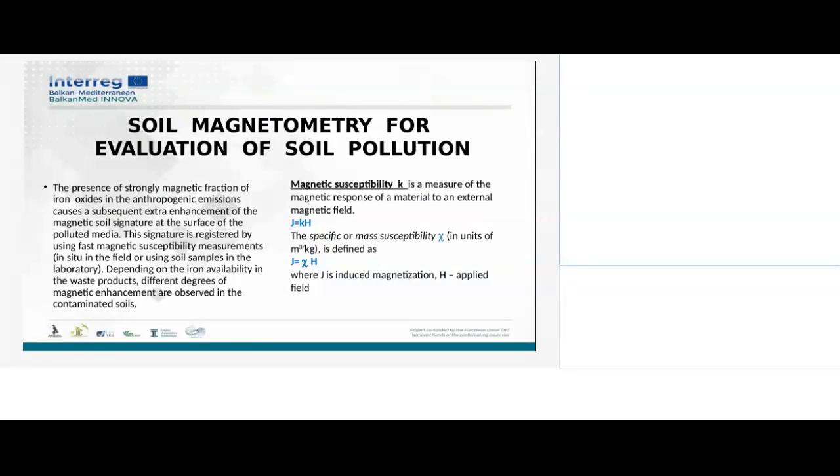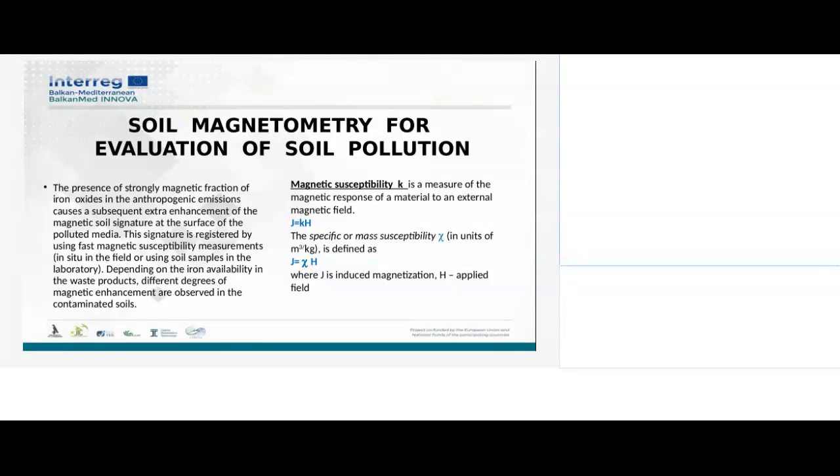The presence of strongly magnetic fraction of iron oxides in the anthropogenic emissions causes a subsequent extra enhancement of the magnetic soil signature on the surface of the polluted media. This signature is registered by using fast magnetic susceptibility measurements. These measurements may be done in situ in the field or using soil samples in the laboratory. Depending on the iron availability in the waste products, different degrees of magnetic enhancement are observed in the contaminated soils.